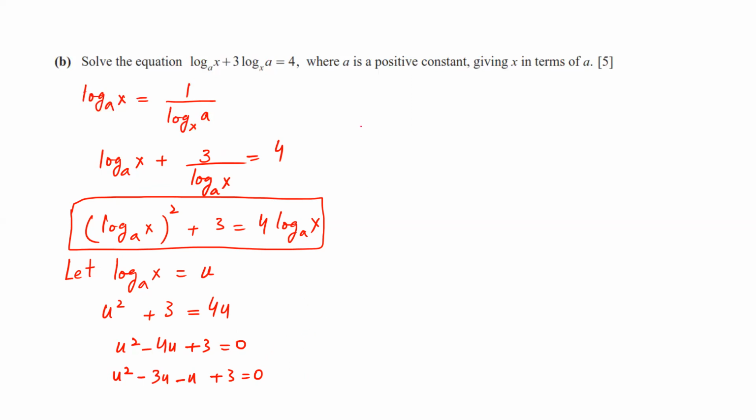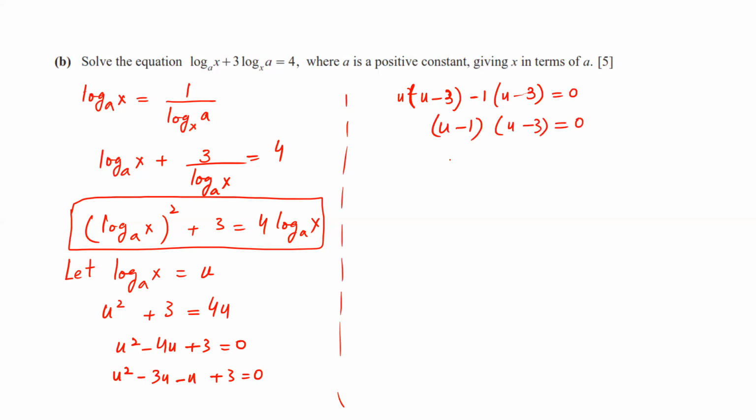So solving this over here, we get u common, u minus 3, minus 1 common, u minus 3 equals 0. So u minus 1 and u minus 3 equals 0. So u equals 1 is one solution, u equals 3 is another solution.